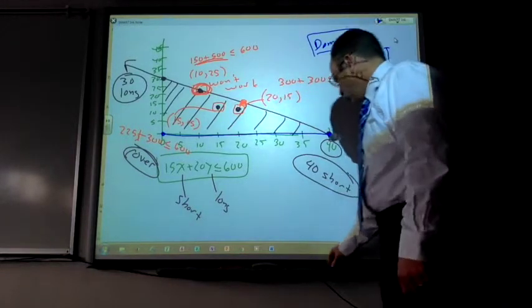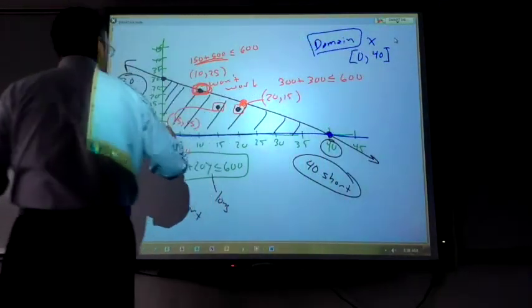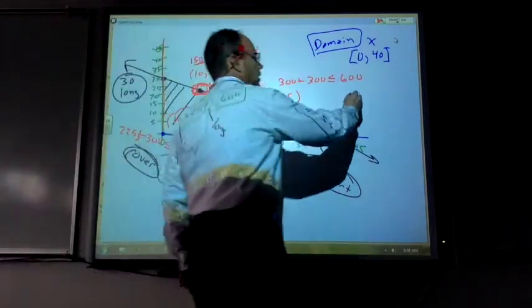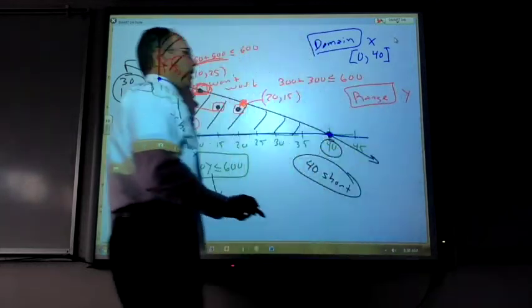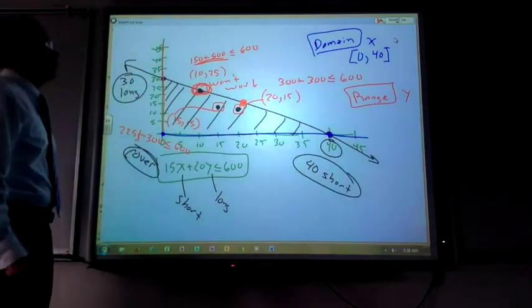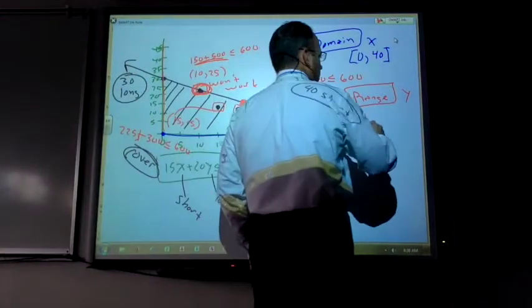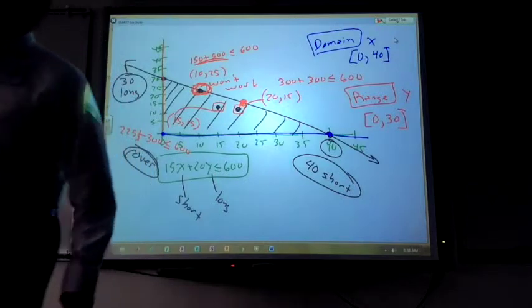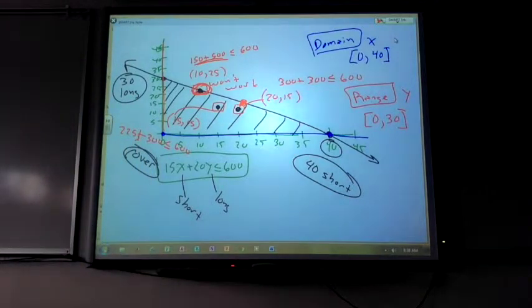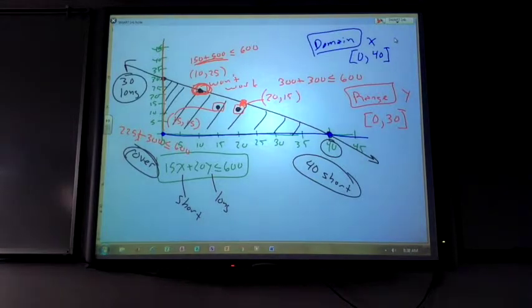Now my range is here. And range goes with the Y. So where does it appear the range starts? Zero and goes to? 30. And I'm going to put it in square brackets again. Let's see if we can make this make sense. Can I have zero long commercials? Yes. Can I have 30 of them? Yes. So my domain and range are just as Z. Feel okay about that? Feeling all right?